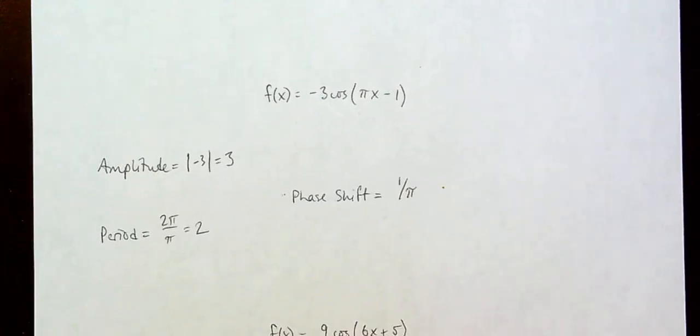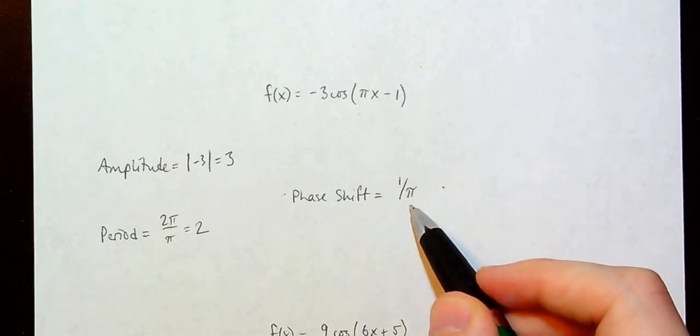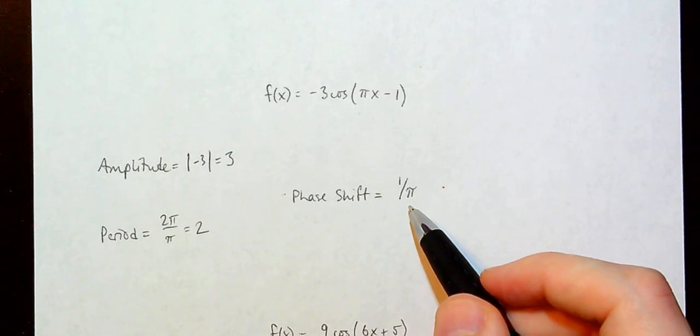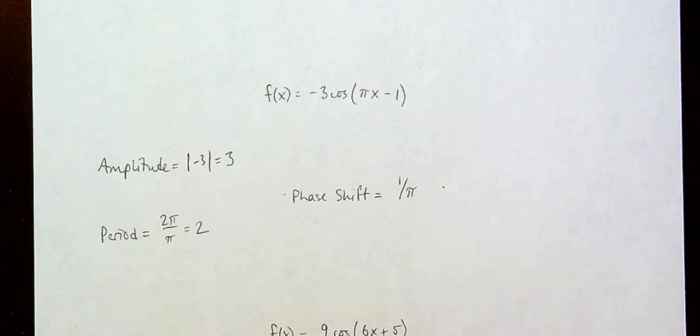So if you had to describe this particular cosine function, again, it's centered on the x-axis, if you will. It's going to go up to positive 3 and down to a negative 3. The period of it is 2, which means it's going to take an interval of length 2 for this cosine function to go through one cycle of values. And the cycles, if you want to sketch them, start at the x value 1 over pi.